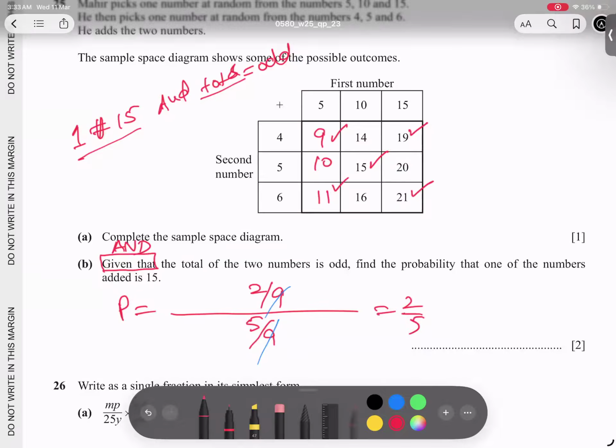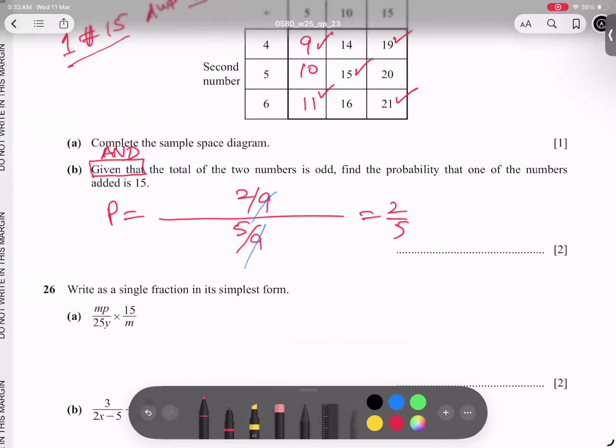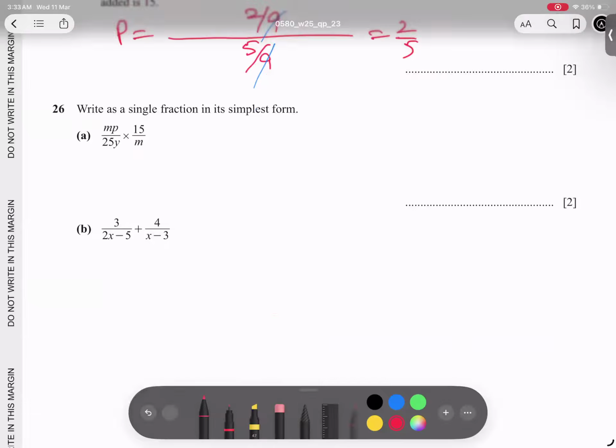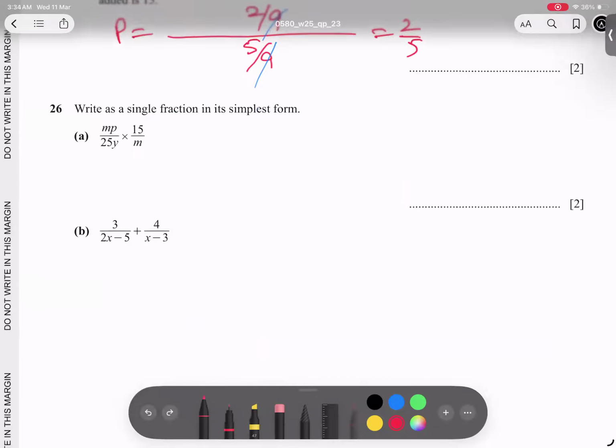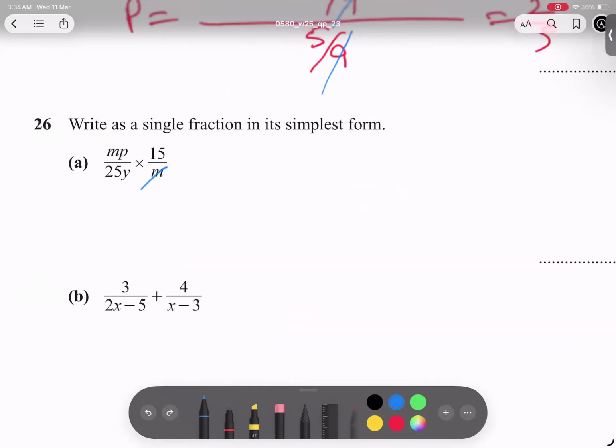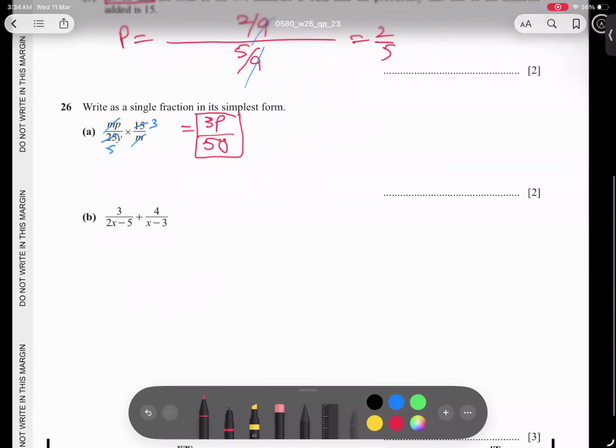I hope the concept of the question is very clear. It's conditional probability. Okay, and now write a single fraction as this one. So how to do this question? Common sense: the P, P, M, M cancel out, and the table of 5, 5 threes are 5 fives are. So finally I can write 3 left from here and P left from the numerator, and 5 left and Y left. Done.